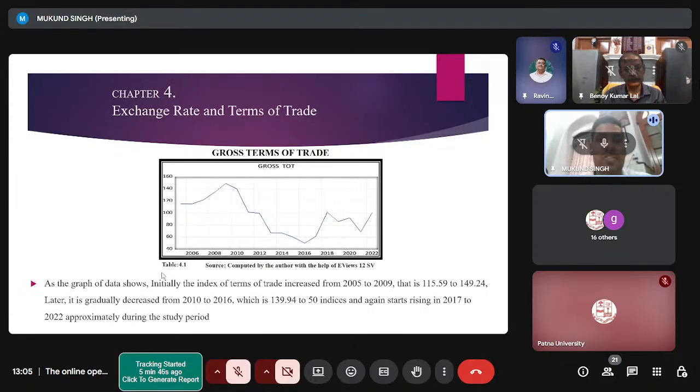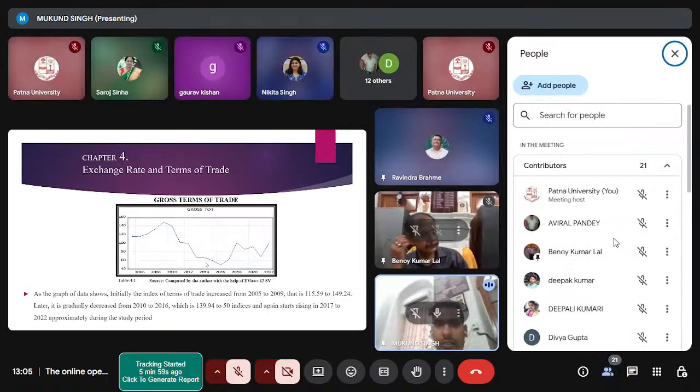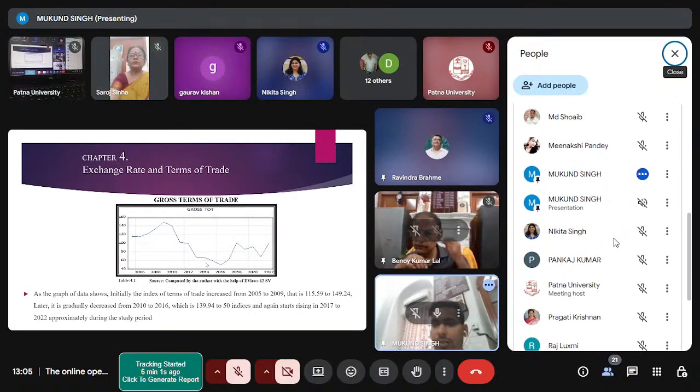Now, chapter 4 is regarding exchange rate and terms of trade. Now, this chapter is also divided into three parts. As per the component of terms of trade, first one is impact of exchange rate on gross terms of trade. These are the graphs for gross terms of trade since 2005 to 2023.